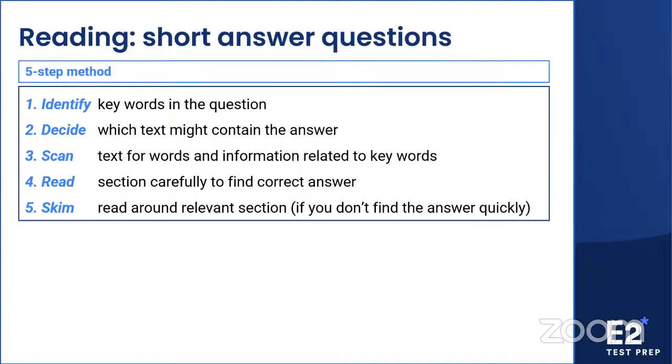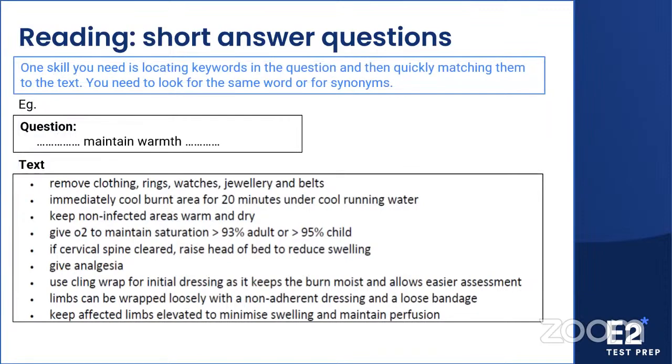If you don't find it straight away, it might be that you've gone to the wrong place. So then you go back to your skimming and you'll read around the relevant section if you don't find the answer quickly. Now, finding the keywords in the question and then matching them to the text is crucial. You'll be looking for the same word or synonyms.